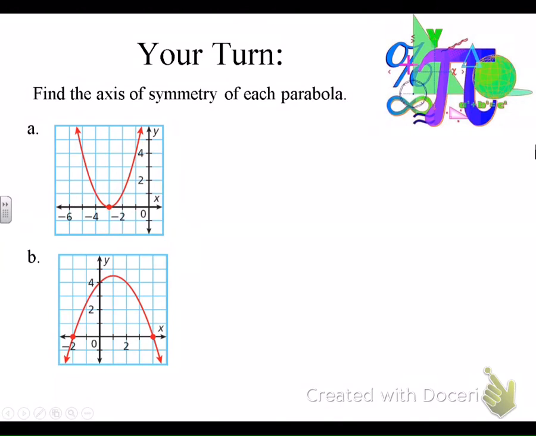Okay, so we want to find the axis of symmetry for each parabola. Pause the video and try it at this point. You can clearly see this one is at -3. x equals -3. Those are the easy ones.